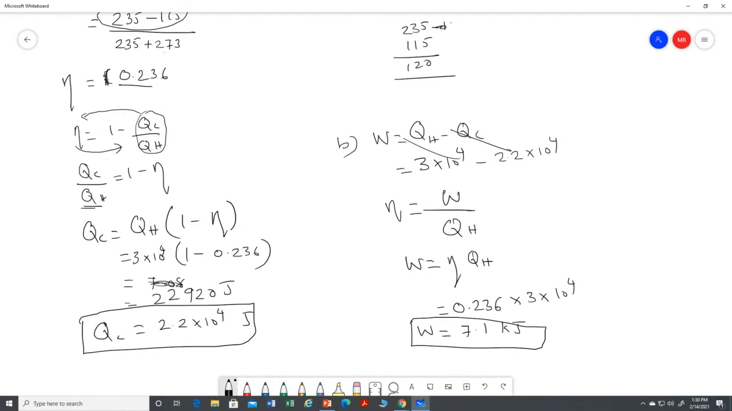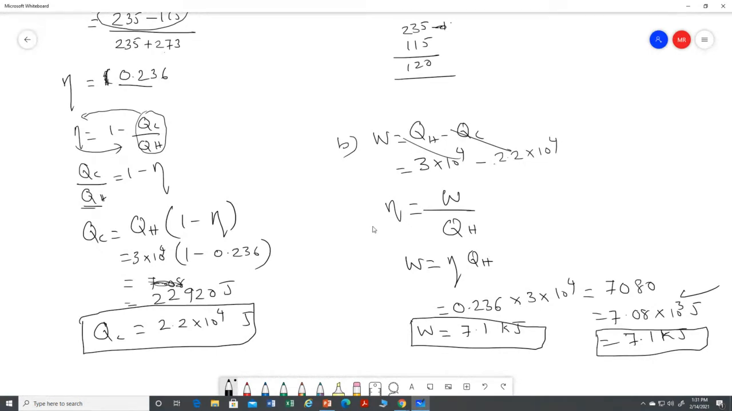The calculator shows 7,080 for 0.236 times QH. So 7080 joules, I can write this as 7.08 kilojoules, or 10 to the power of 3 joules. I can round this value to 7.1 kilojoules. If you want, you can write it that way. Otherwise, you can leave it as it is.